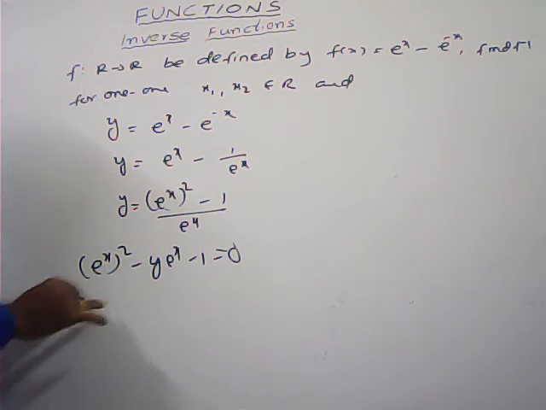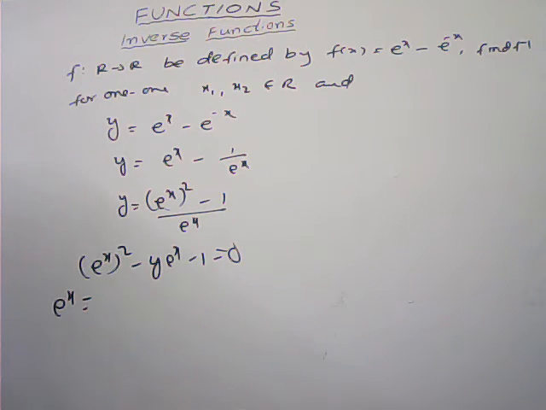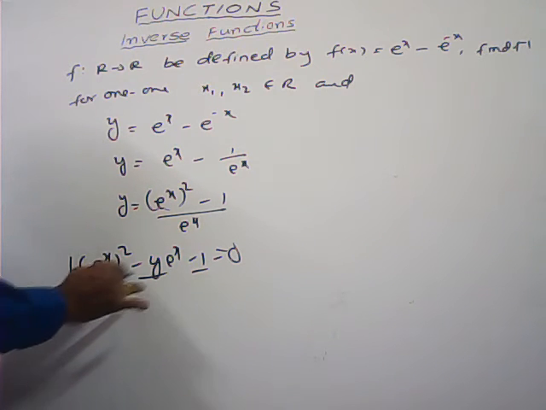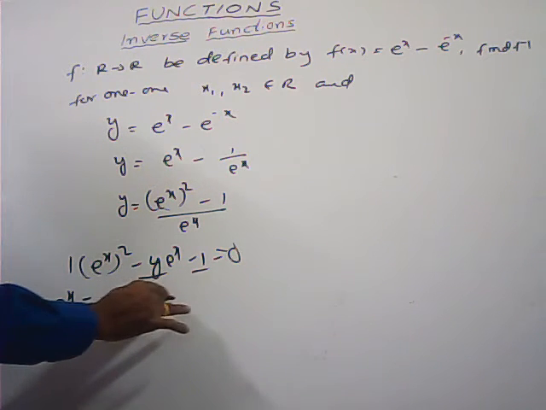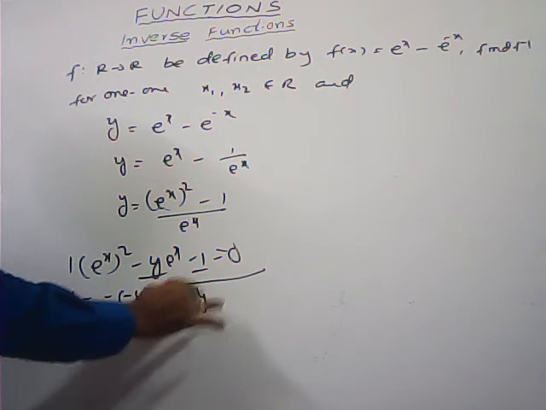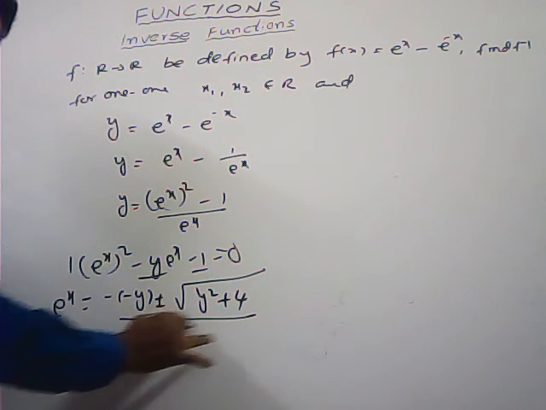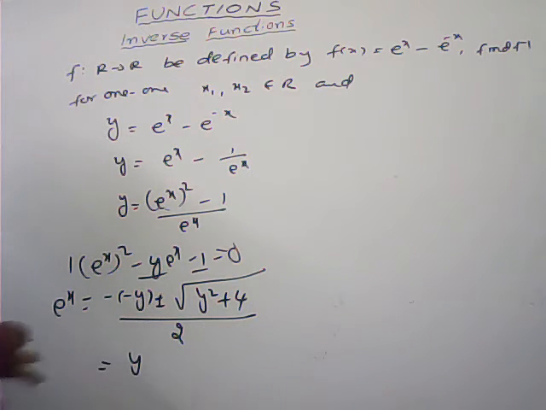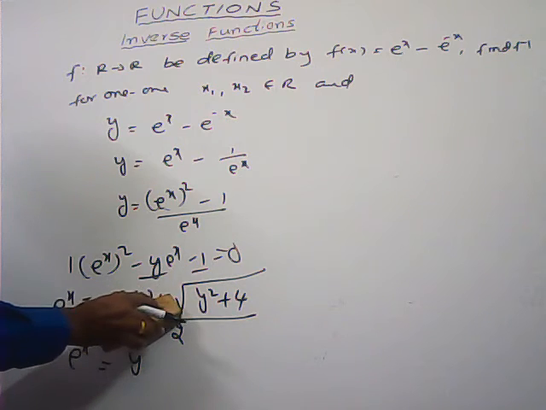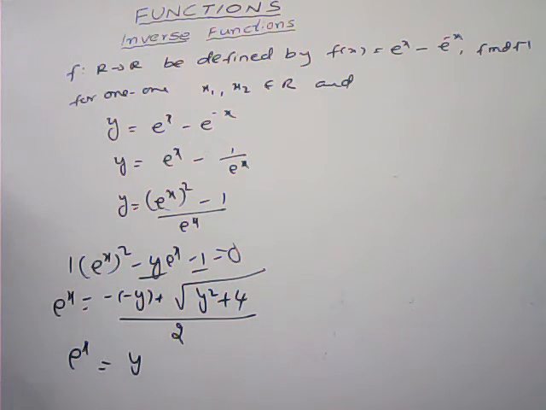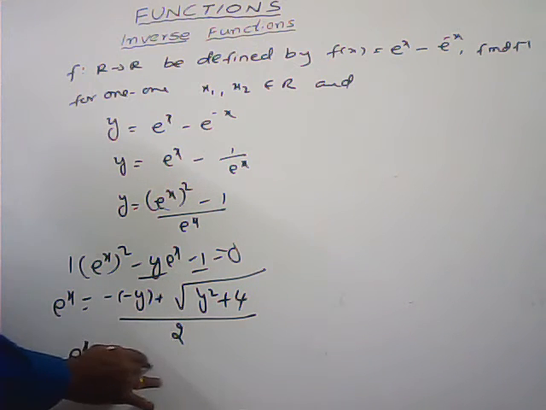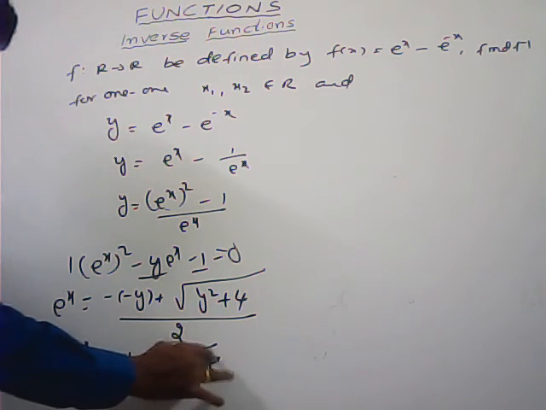So by using the formula minus b plus or minus root of b square minus 4ac, here a is equal to 1, b is equal to minus y, c is equal to minus 1. Minus b, minus of minus y, plus or minus root of b square minus 4ac upon 2a. Here plus or minus is there. Which one do you have to select? Only plus. Why? Because an exponential function is never negative. That's why in the plus or minus you can keep only plus. Here it is y plus root of y square plus 4 by 2.